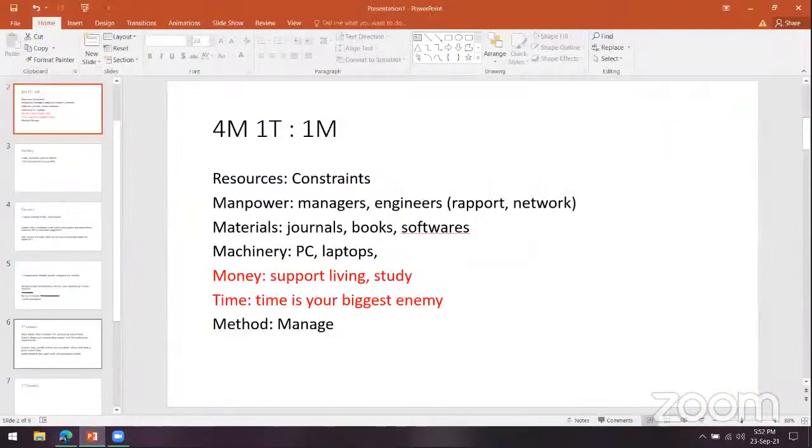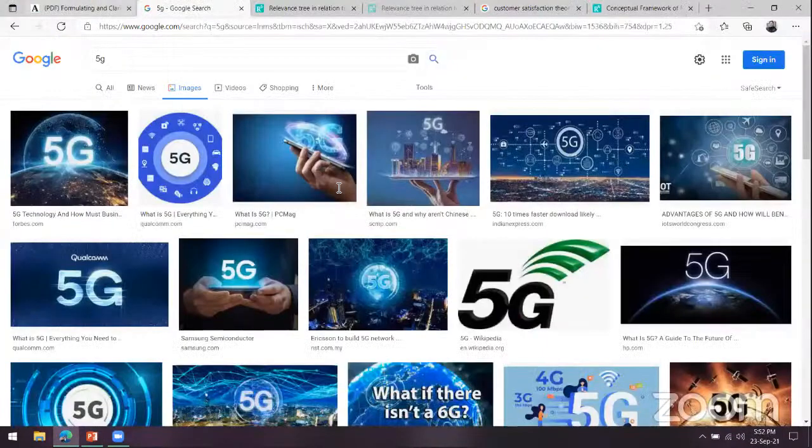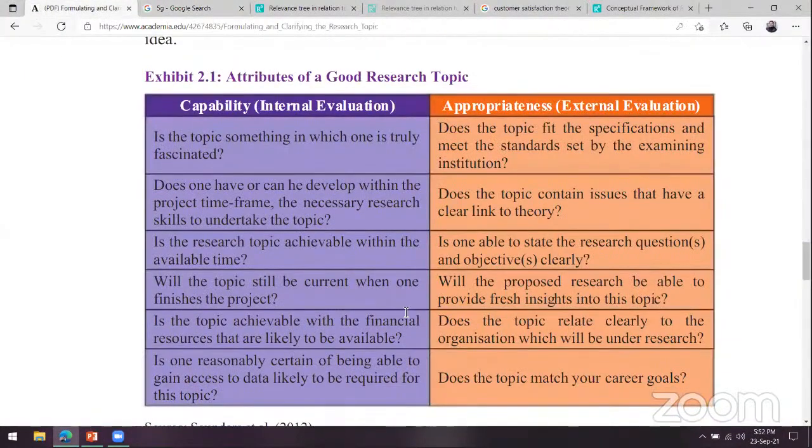Okay, right? Next, understand whether the topic is achievable within the financial resources. Are you going to spend a lot of money to find the patents, to get the data, to buy the copyright? If yes, then it's going to cost you a lot of time. Can one reasonably expect to gain access to the data? Yes, as I said, get the data itself.